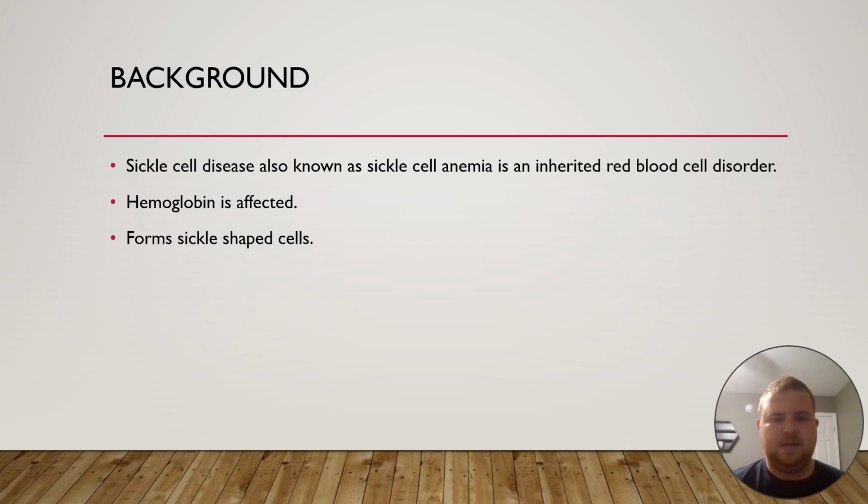Sickle cell disease is an inherited red blood cell disorder that affects how hemoglobin is produced. Because hemoglobin is not produced correctly, sickle-shaped cells instead of circular red blood cells are formed, leading to all sorts of problems.